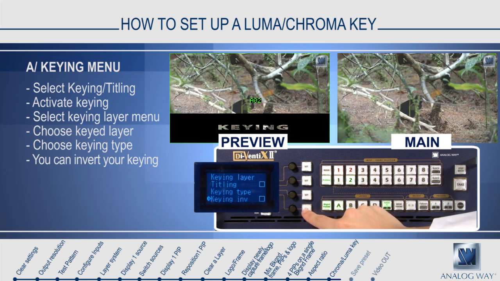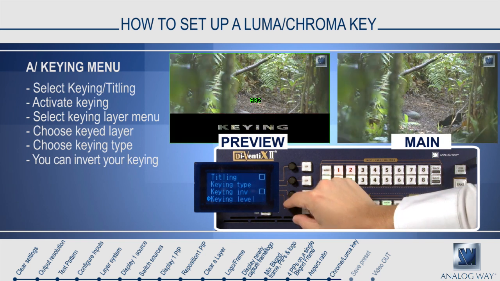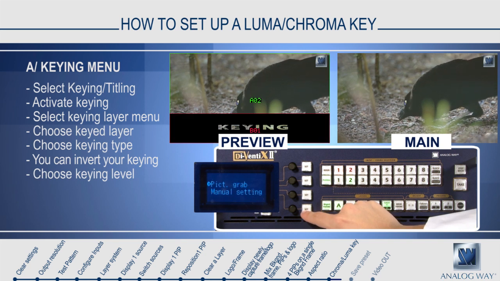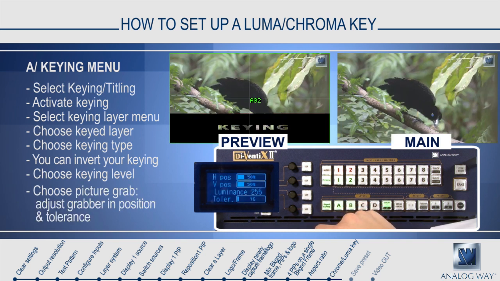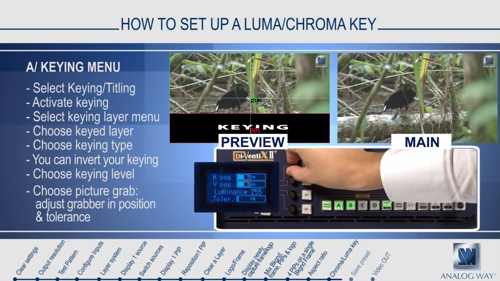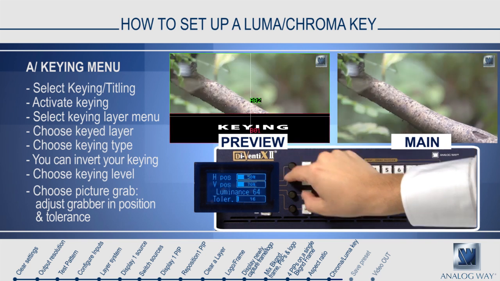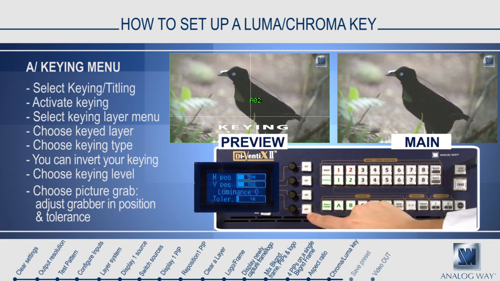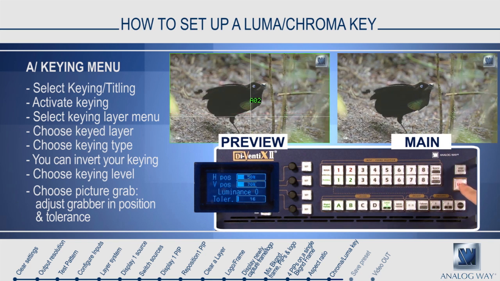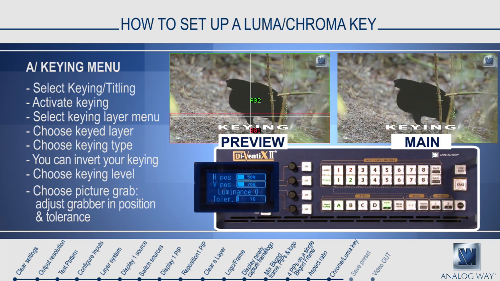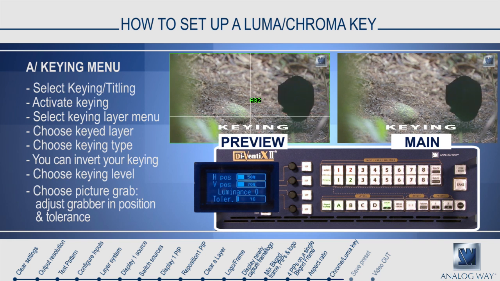Try the Keying Invert to see if you want to key away dark selections or light selections. To automatically adjust the keying, choose Picture Grabber and aim the crosshairs at a section you'd like to see keyed away. Press Set to confirm your selection, and then press Take to view the result on the main screen. When you exit the keying menu, the crosshairs will disappear.